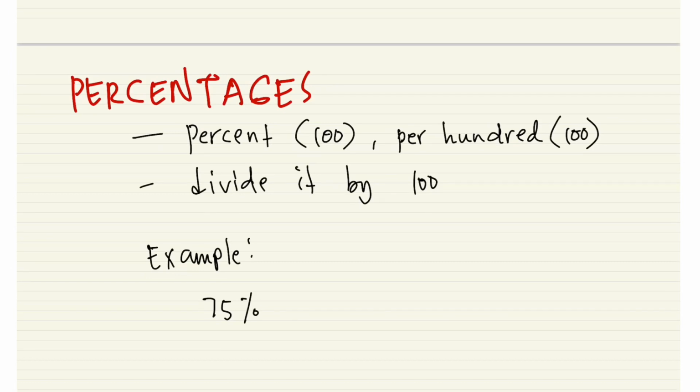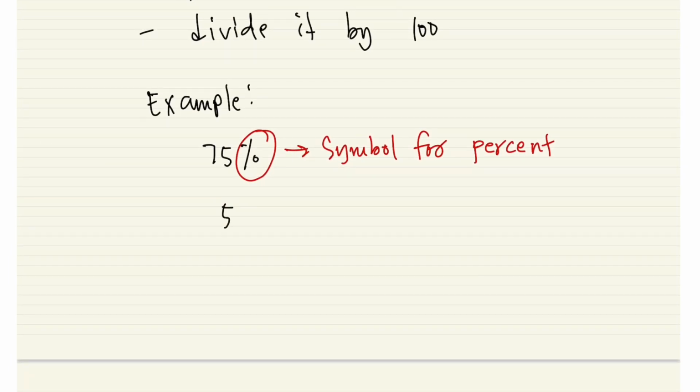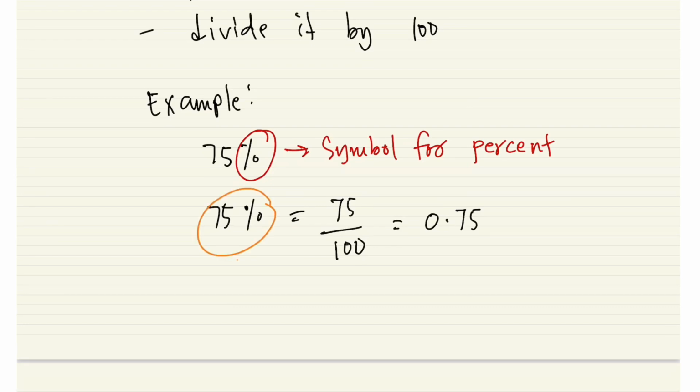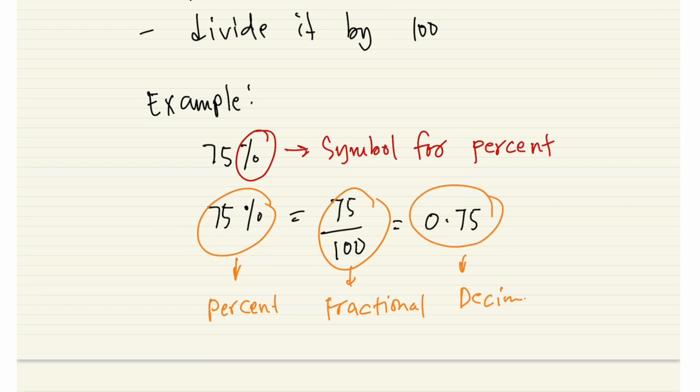For example, you have 75%. So therefore, this 75 has to be divided by 100 because of this symbol here. This is the symbol for percent. So therefore, if you have 75%, you have to divide it by 100, so it becomes 75 over 100. So therefore, this becomes 0.75. Okay, 0.75. So if you're going to notice it, this is in percent form. This one is in fractional form, and this one is in decimal form.